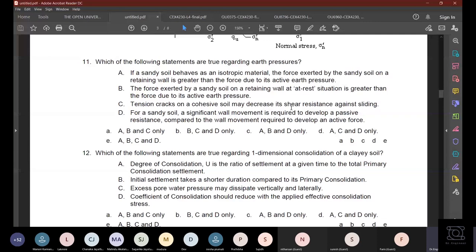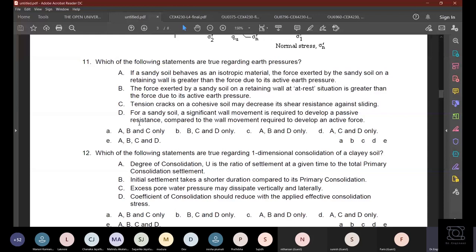Yes. To develop a passive resistance, there should be much more movement, right? This might be a bit difficult to understand, but when you go through the book and do some design work in geotechnics, you will have this idea much more clearly. But don't bother much about the active pressure and passive pressure concept right now. For passive pressure, in retaining walls there will be only a small fill, so there should be a high movement, right?